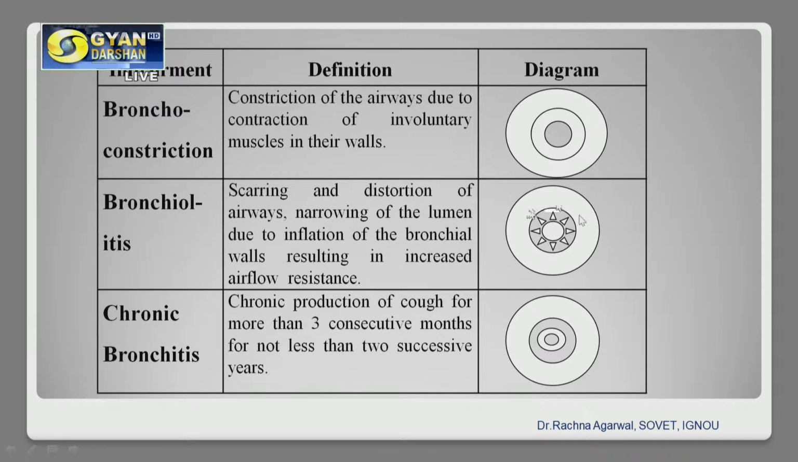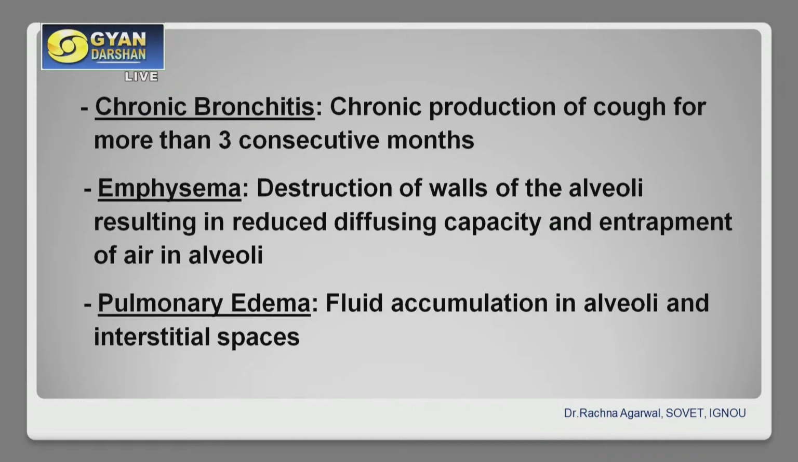Similarly, here you can see in bronchiolitis, this is the inflammation of the walls of the airways. Chronic bronchitis, you can see here, in which a lot of cough is produced, and why it is chronic is because it is for more than 3 consecutive months that the cough is produced. And here also you can see that the lumen is filled with either mucus or it is just clogged. Then we have other conditions like emphysema and pulmonary edema. In chronic bronchitis, the production of cough is again for more than 3 months.